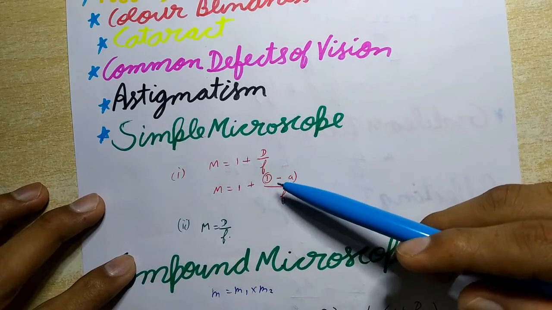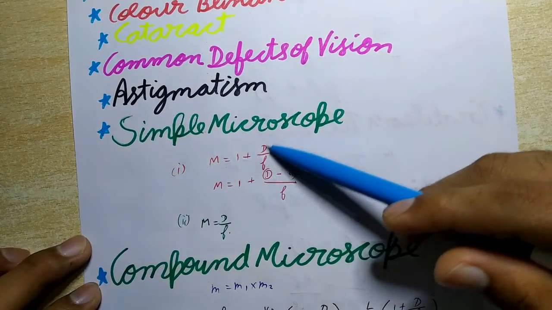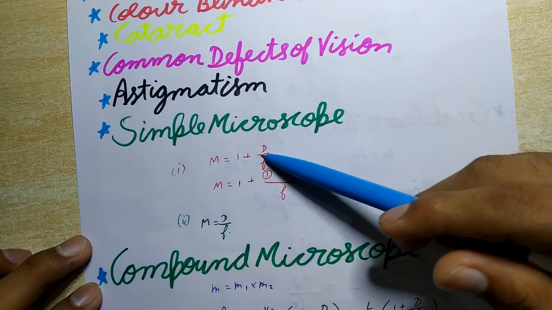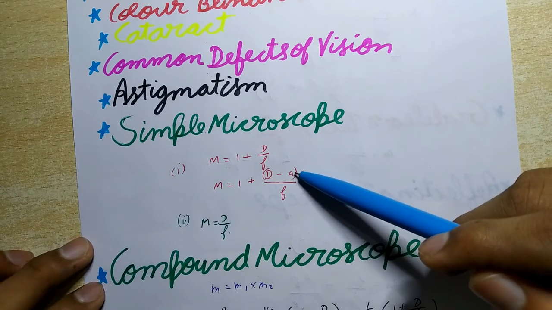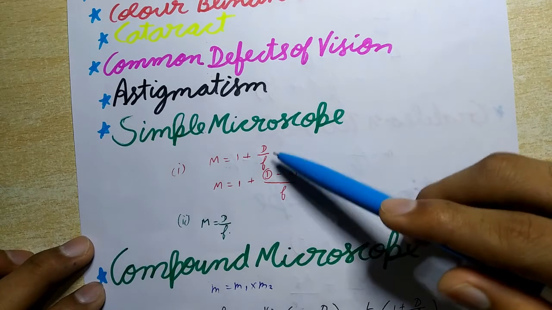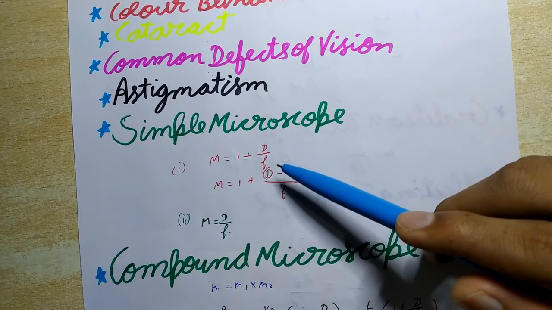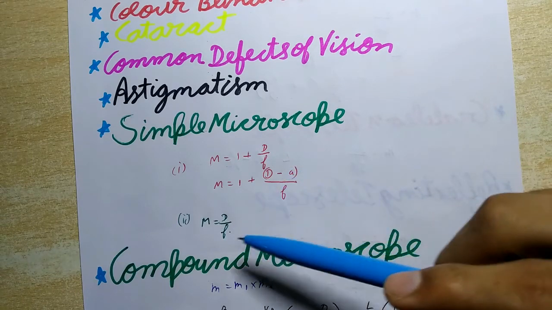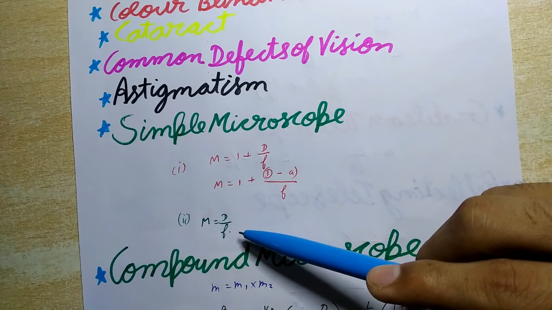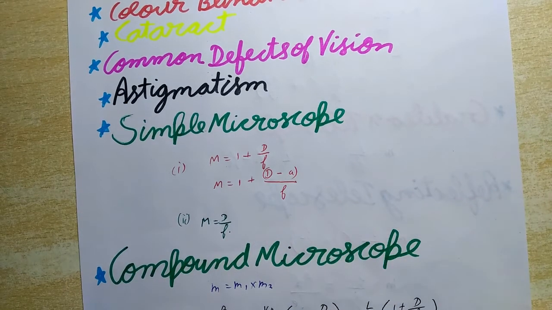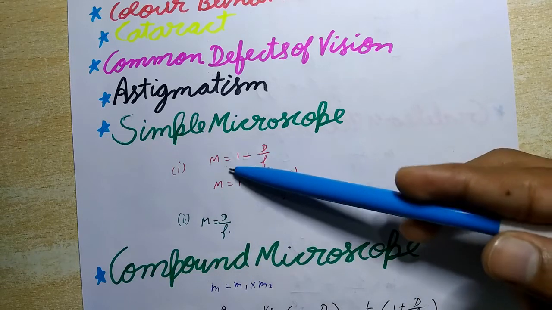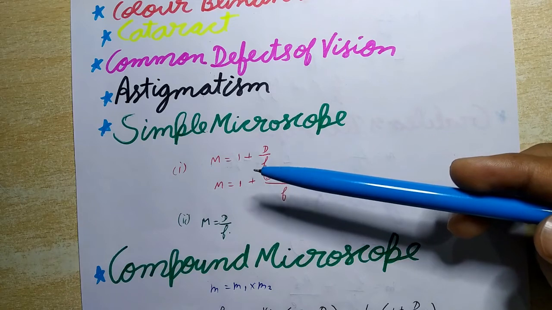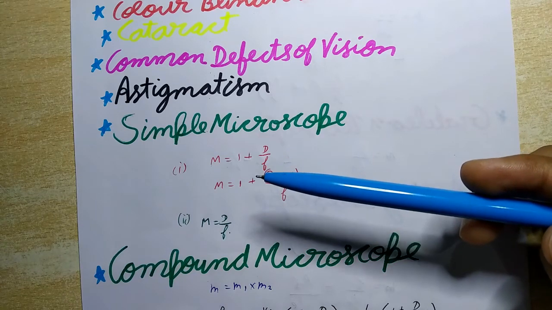So these are the formulas. First is m = 1 + d/f, and m = 1 + (d - a)/f, that is for the image at distance a from the lens, for the simple microscope. The second formula is m = d/f. This is the magnifying power when the final image is formed at infinity, and m = 1 + d/f is the magnifying power when the image is formed at the least distance of distinct vision.